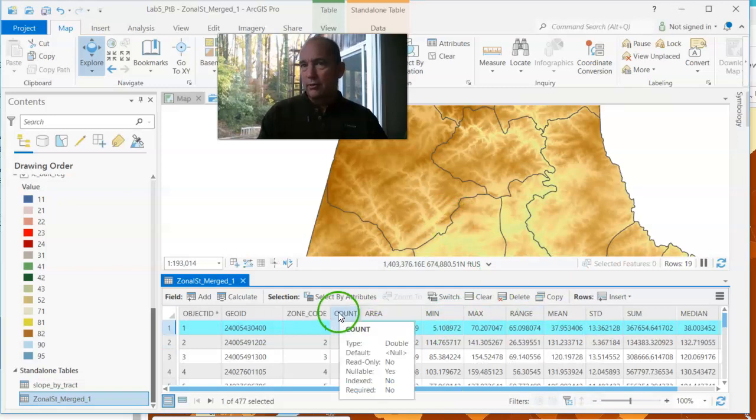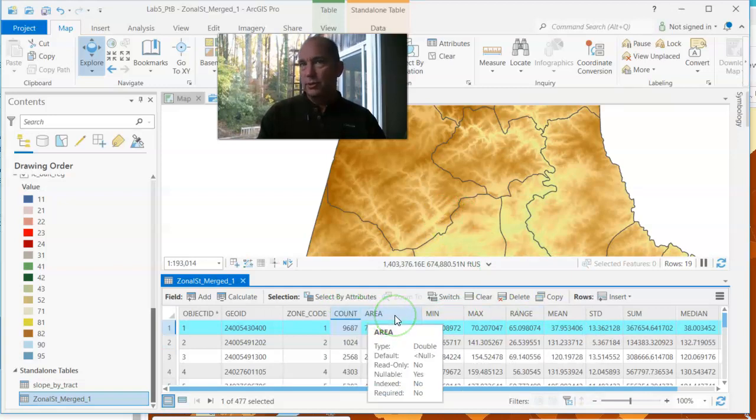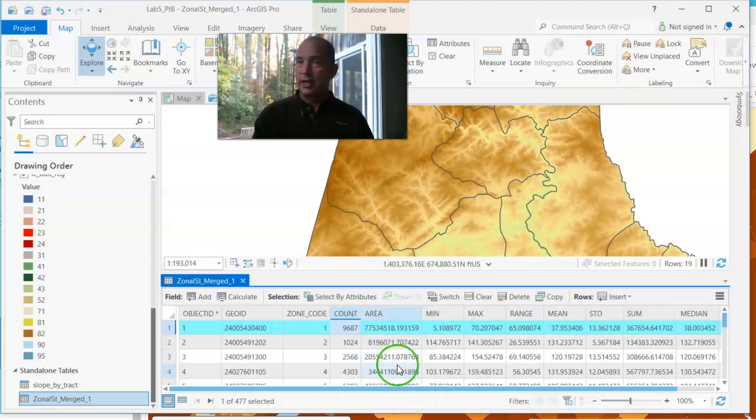In addition to the count, it knows the projection that we're working with, and it calculates the area. This area would be in square feet. How do I know that? Because that's the linear unit we're working with, because these data are in state plane. It gives me the minimum elevation, the maximum elevation. It gives me the range, which is the maximum minus the minimum. And it gives me the average. That's the one I'm really interested in. What's the average elevation of all those tracts?